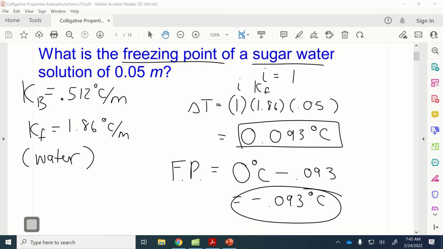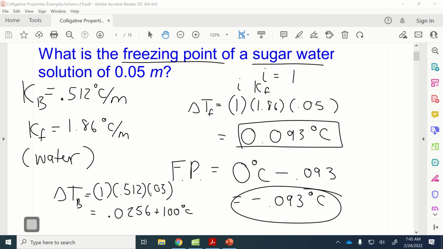Let me just do the boiling point elevation. A lot of times we usually add an F and a B after the T just to distinguish it. It would be 1 times 0.512 times 0.05. The boiling point change would be 0.0256, which I would add to 100 degrees Celsius. So my new boiling point would be 100.0256 degrees. So clearly it doesn't change too much for the boiling point in this situation. It almost boils the same as water. You'd barely be able to tell.